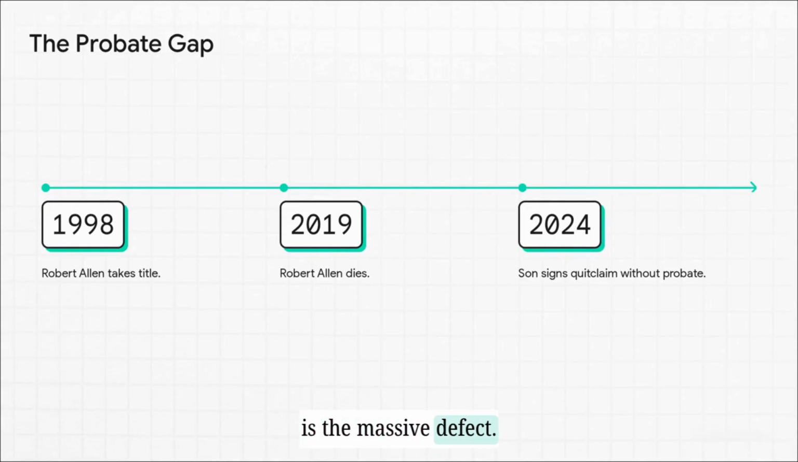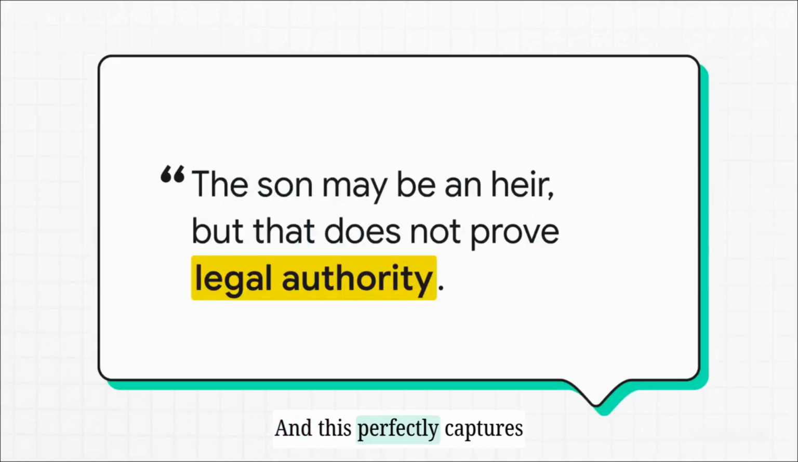But here is the massive defect. When a record owner dies, the title doesn't just magically update in the county land records to the heirs' names. Nope, the son tried to sell the property without actually going through the proper legal process. And this perfectly captures why that's a problem. The son may absolutely be a blood heir, but that does not automatically prove he has the legal authority to transfer the property right then and there. Where's the probate case? Where are the letters of administration? Where's the executor's deed or the court order? Without those critical documents recorded in the chain, you have a massive probate gap. That 2024 quitclaim deed isn't worth the paper it's printed on until the estate authority is legally officially established.